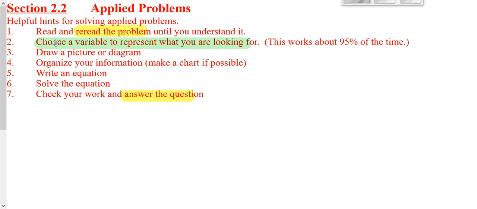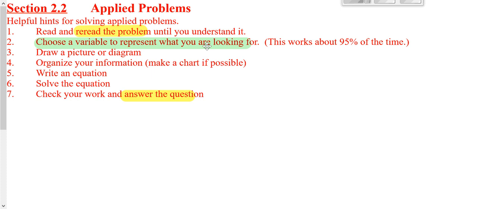You typically want to let your variable represent what you're looking for. That doesn't always work, but it works a lot. If it's a situation where you can draw yourself a picture or a diagram, I would encourage you to do so. Some problems, it's going to be useful to make yourself a chart.